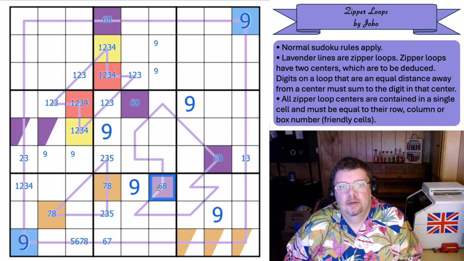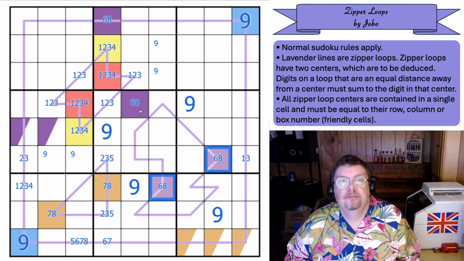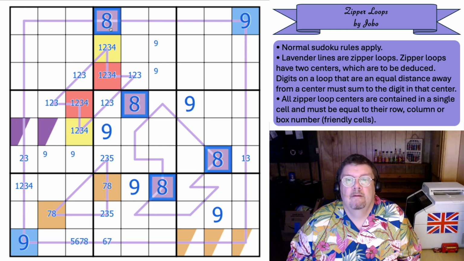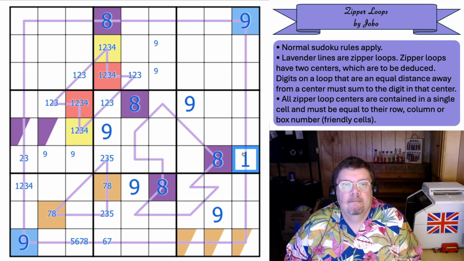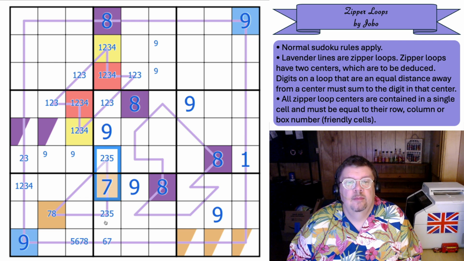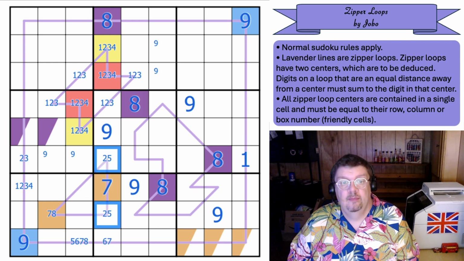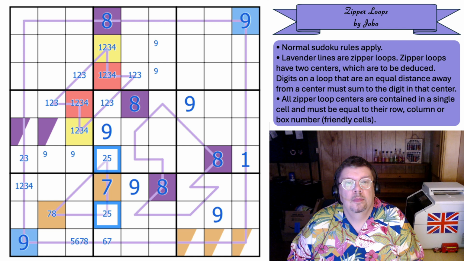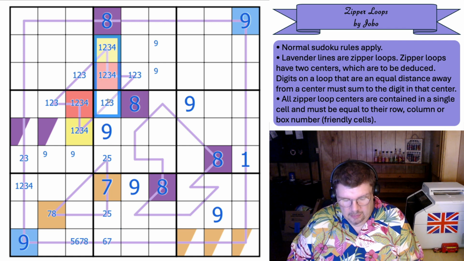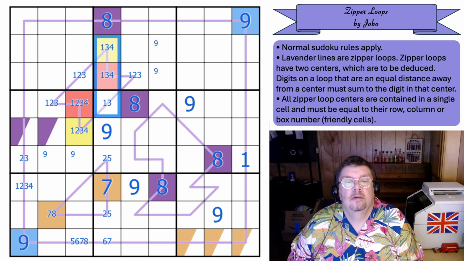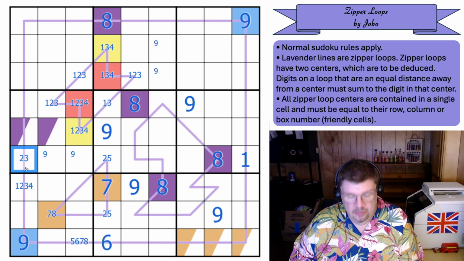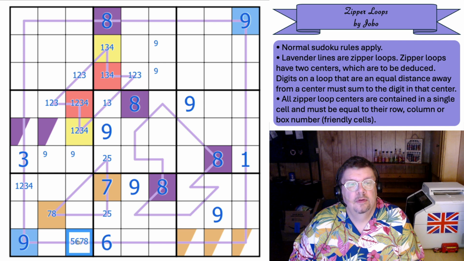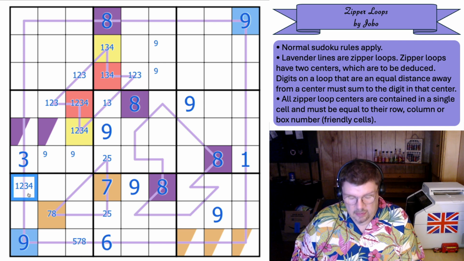Okay, so purple is now 8. That 8 makes this a 1. That makes this 7. That makes this a 2, 5 pair. None of those are 2. This is a 6. This is a 3. That's not 6. That's not 3.